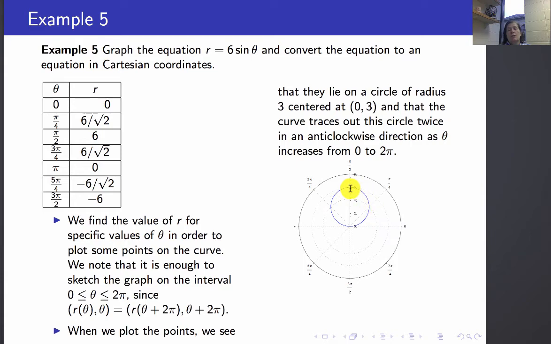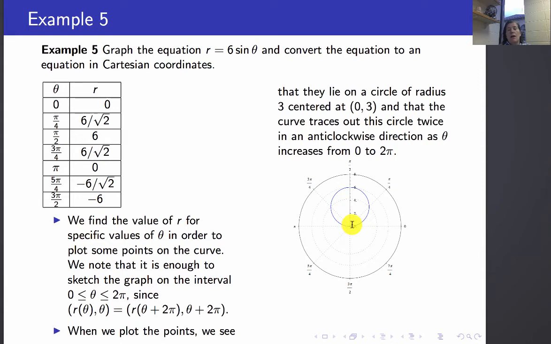And when theta is pi over 2, the corresponding point must lie on the y-axis, and we have r equal to 6, so it has a distance of 6 from the origin. So its Cartesian coordinates are given by 0, 6. When theta swings around to 3 pi over 4, once again the point is at a distance of r equals 6 over the square root of 2 from the origin, and when theta swings around to pi, we get back to a point where r is 0, which is at the origin, so we're right back to the point 0, 0 on the graph.